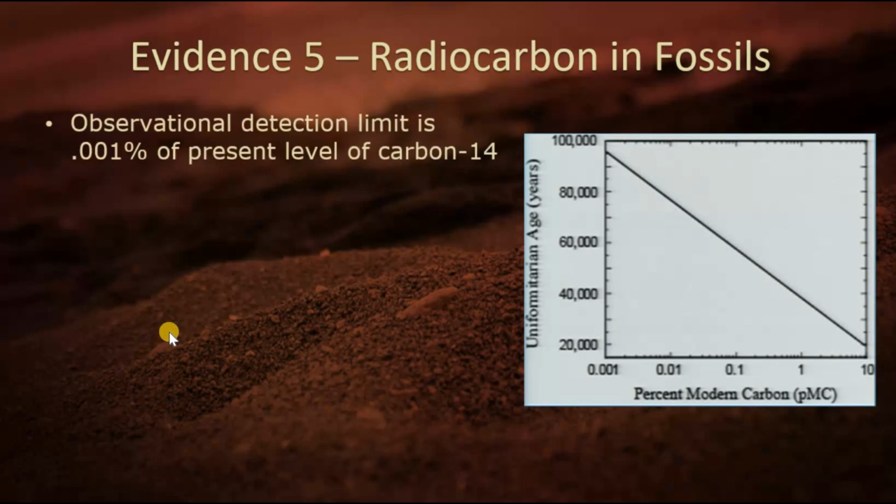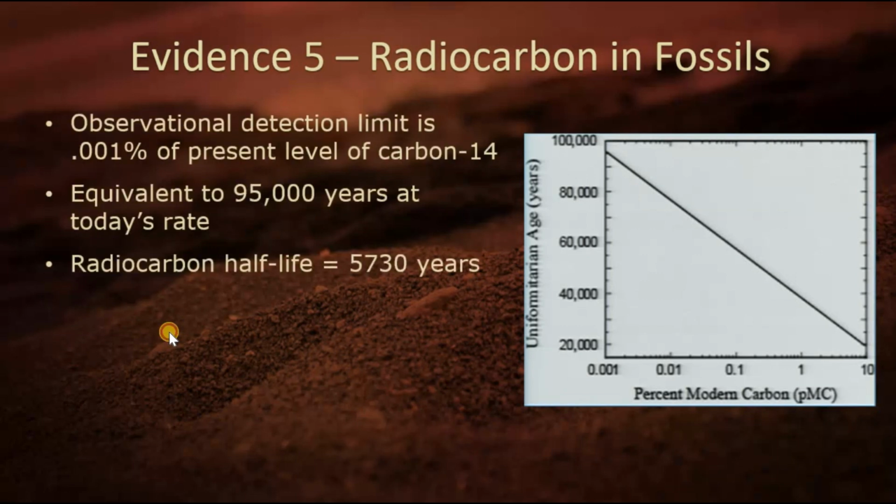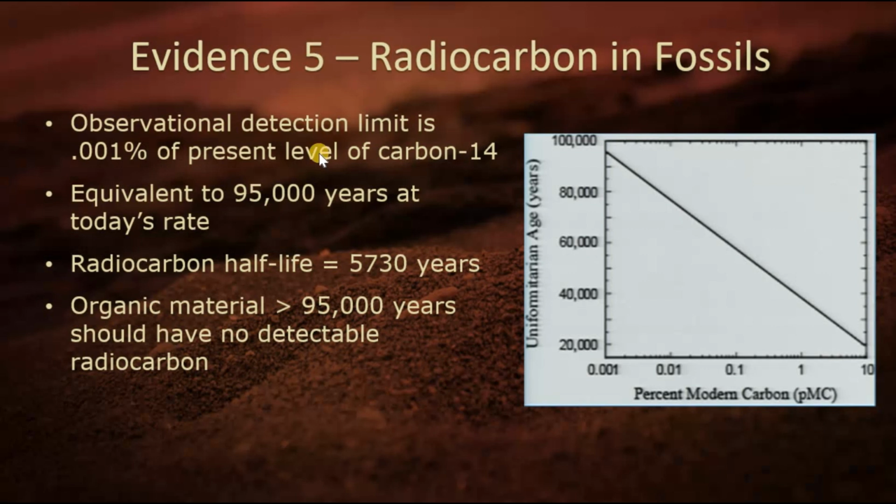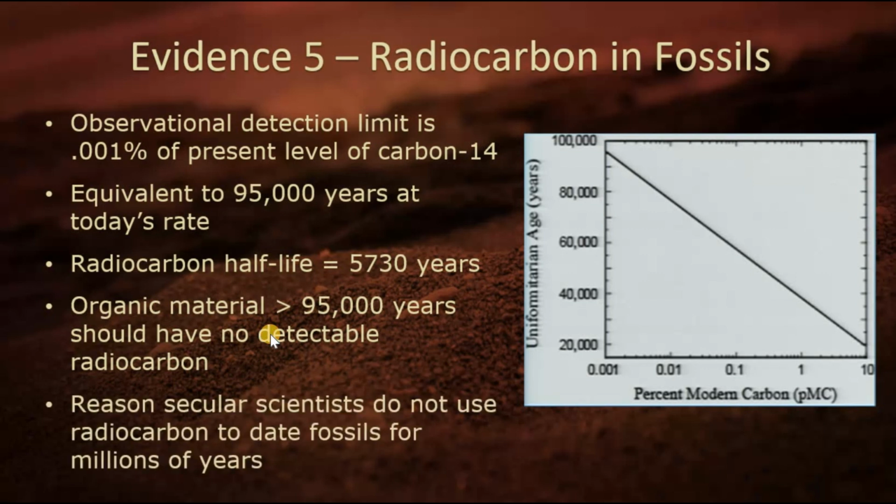So we have equipment today that's so powerful you can count individual carbon-14 atoms. And it's equivalent to 95,000 years at today's rate. The half-life of radiocarbon is 5,730 years. And organic material can only be aged up to 95,000 years, and they can't have any more detectable radiocarbon. This is why you'll find secular scientists don't date the fossils if they expect them to be millions of years, because if it comes with radiocarbon in them, they have to be less than 100,000 years.